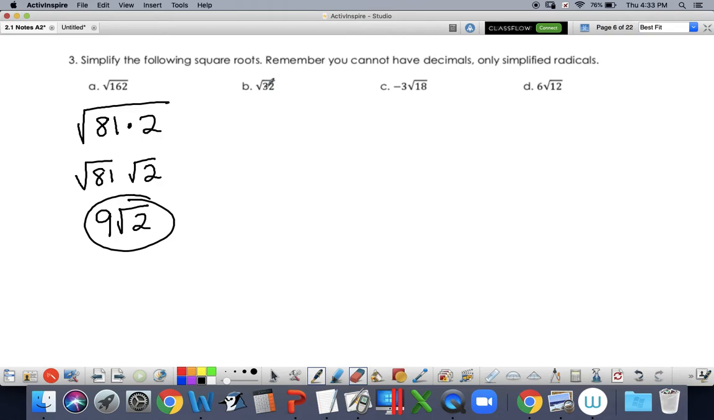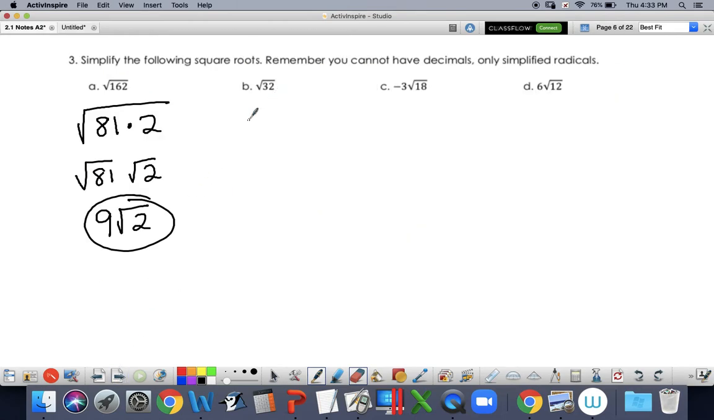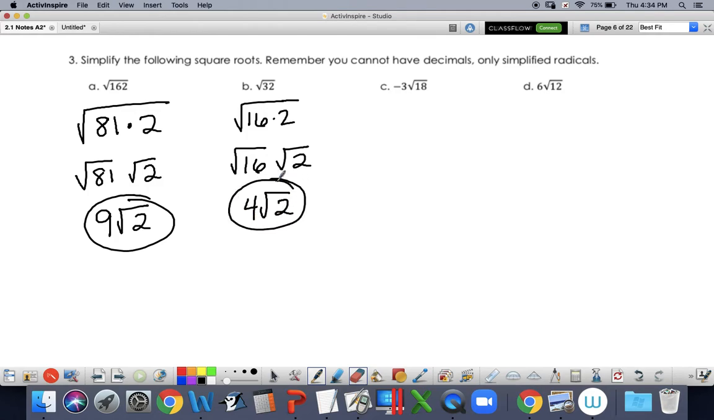On our next example, I've got 32, so I'm going to go back to my previous page and think of, okay, what perfect square divides into 32? Does 25? No. Does 16? Yes, it does. So I rewrite 32 as 16 times 2. Notice how it's still under the square root. I then break these apart into two separate square roots, square root of 16, square root of 2. And then last but not least, I can simplify my perfect square. I get 4 square root of 2.